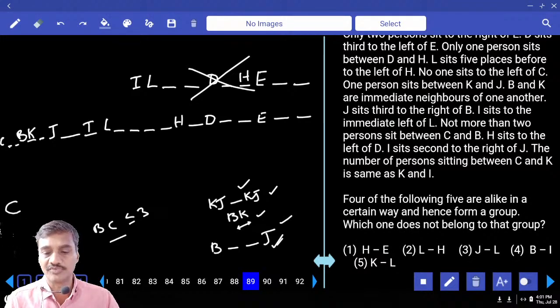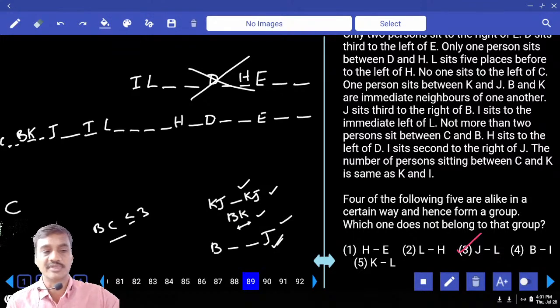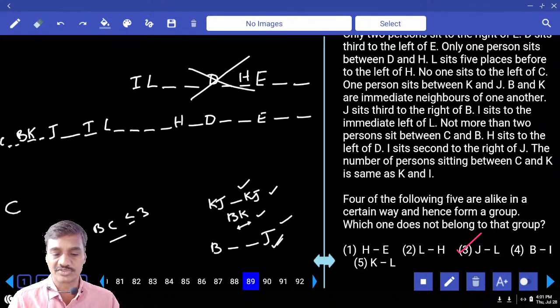And four out of the following means odd one out. H and E, there are 4 people. L and H, there are 4 people. J and L, there are only 2 people. So what is your answer here? Choice 3 is the odd one, question number 89. Except in choice 3, in the remaining, there are 4 people in between these.